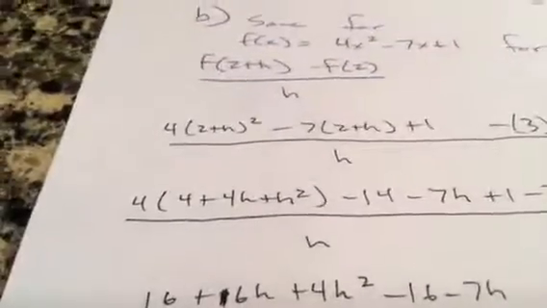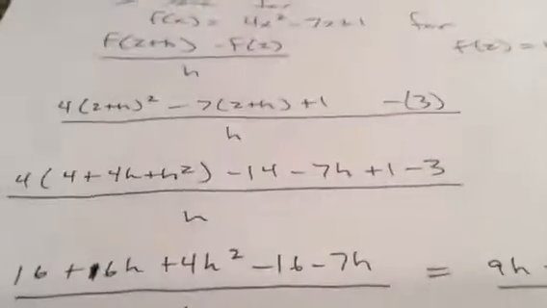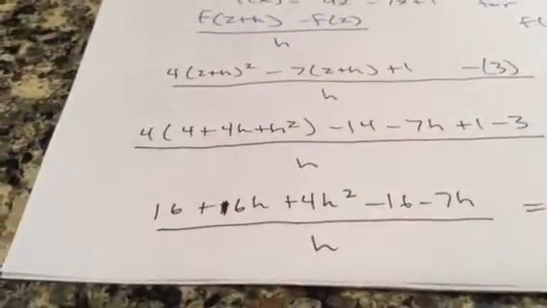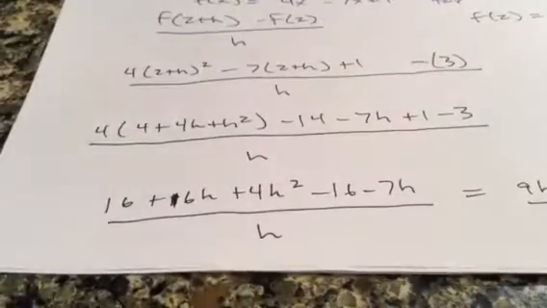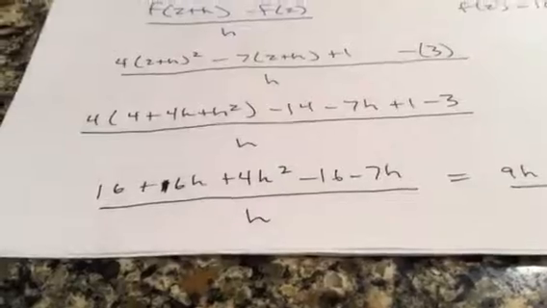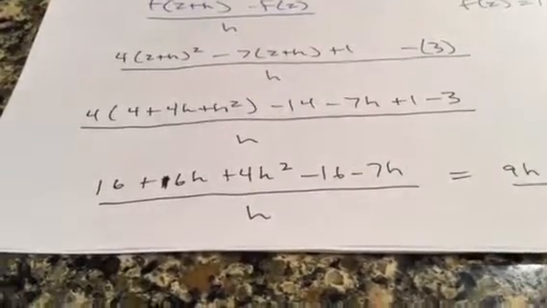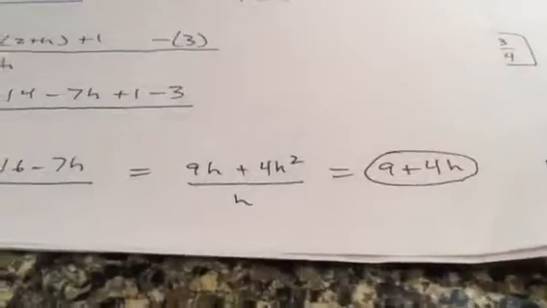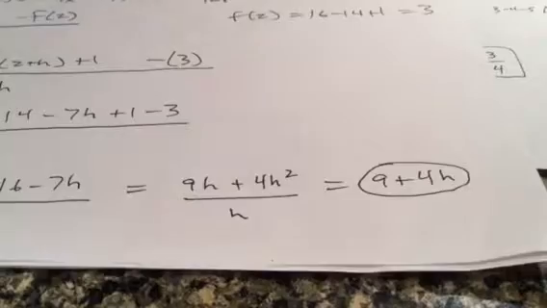All right, so do some distribution. Up top, that leaves you with this. The 16 and negative 16 cancel. You're going to be left with what? 9h plus 4h squared, divided by h.